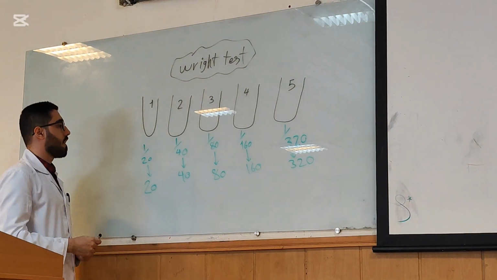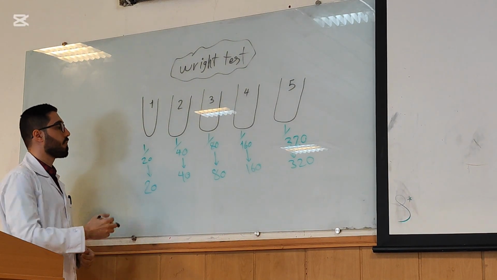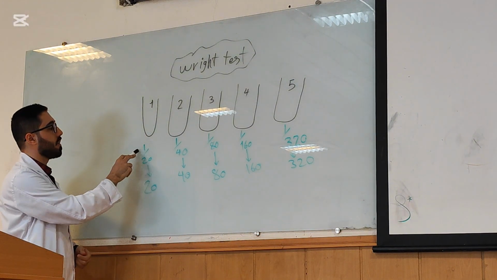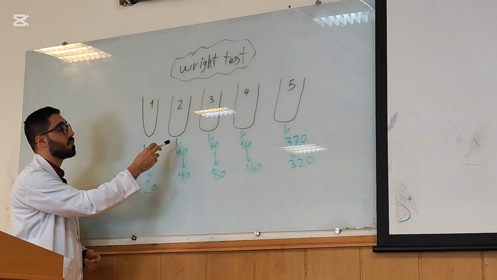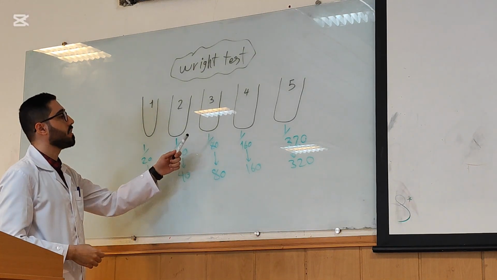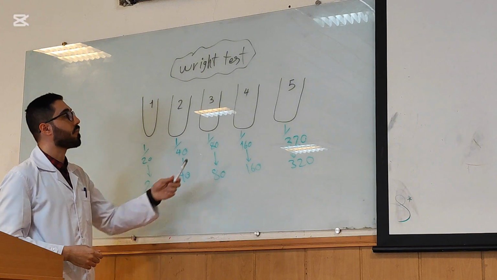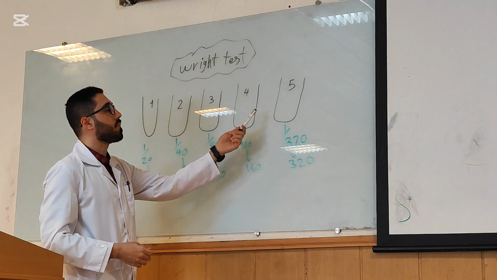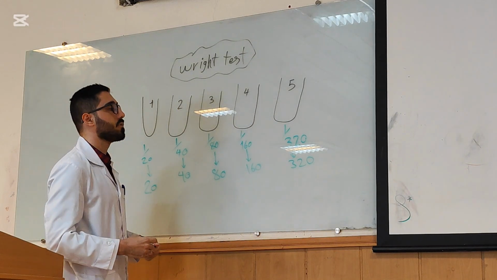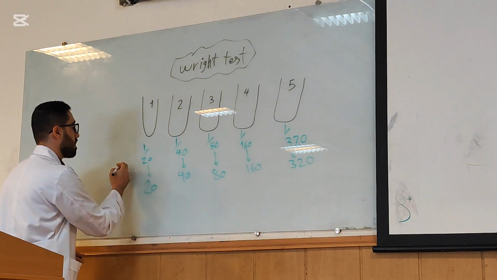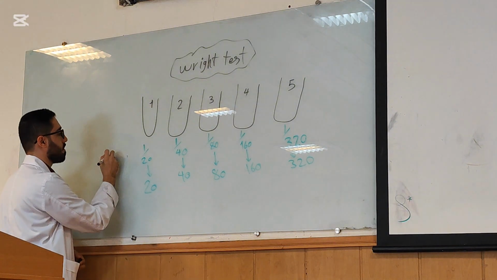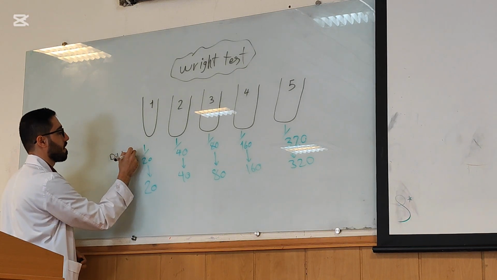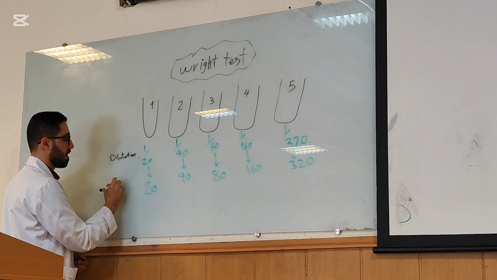Every tube has a dilution: tube number 1 diluted by 120, number 2 diluted 150, number 3 diluted 180, number 4 diluted 160, and number 5 130, 120. This is your dilution. And this is your height.